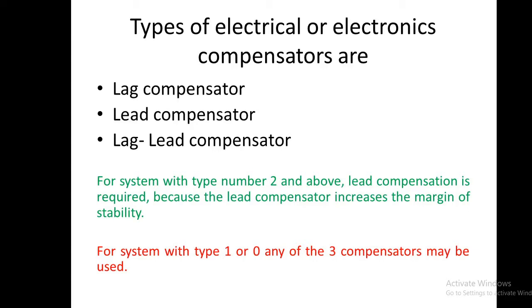Compensators may be of many types: pneumatic type, mechanical type, electrical or electronic compensators are available in the market. And we are dealing with electrical or electronic compensators, and the types are lag compensator, lead compensator and lag lead compensator. Normally the system with type number 2 and above are less stable, and for such systems lead compensation is required because the lead compensator increases the margin of stability. But for the system with type 1 or 0, we can use any of the three compensators, that is lag, lead or lag lead.